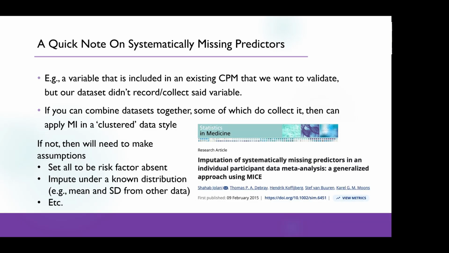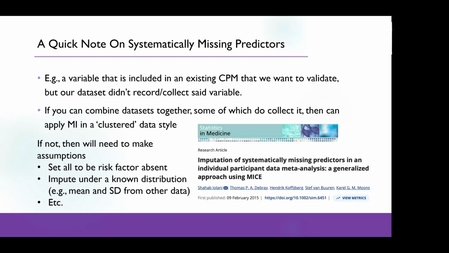One strategy is to combine the prior development data set together with your validation data set and apply multiple imputation in a clustered or a hierarchical style, effectively add a random effect into the imputation models clustered at data set level. That's what this paper I'm screenshotting suggests to do. That would be great if that were possible, but obviously, usually we don't have access to the original development data. And so what do you do in that situation?